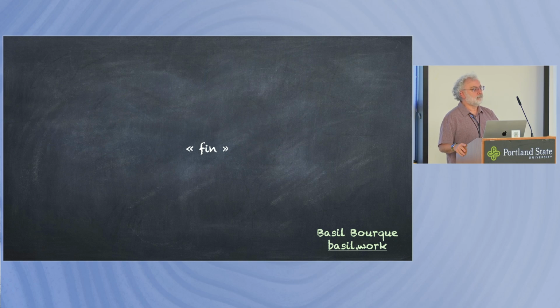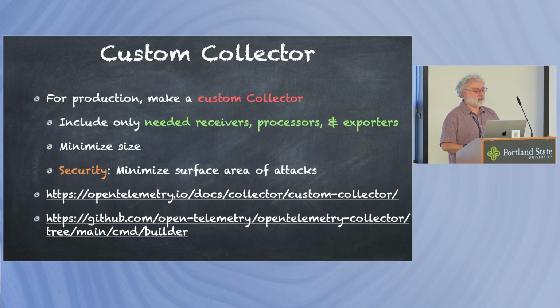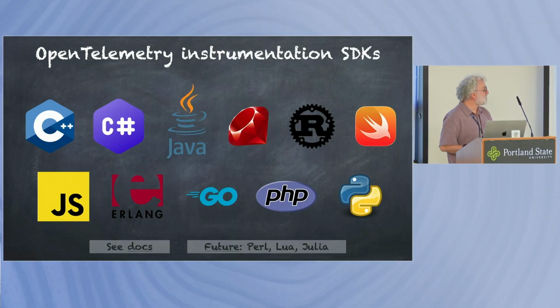Go back to your slide with the logos and supporting stuff. Oh, the languages? Yeah, so C, C#, Java, Ruby, Rust, and Swift, JavaScript, Erlang, Go, PHP, and Python. All of these are SDKs so that if you're a developer writing a backend in Java, some kind of web service, you can add their SDK to it.